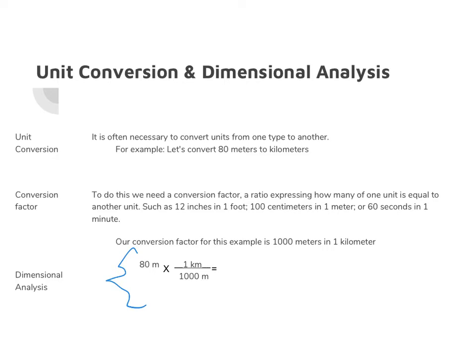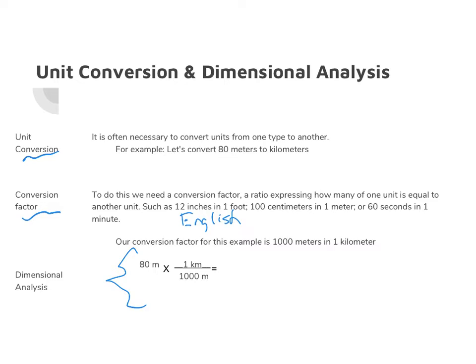To perform this unit conversion, we're going to need what we call a conversion factor. To do this, we need a ratio expressing how many of one unit is equal to another unit, such as 12 inches in 1 foot. This is our English units. And 100 centimeters in a meter, or 60 seconds in 1 minute.